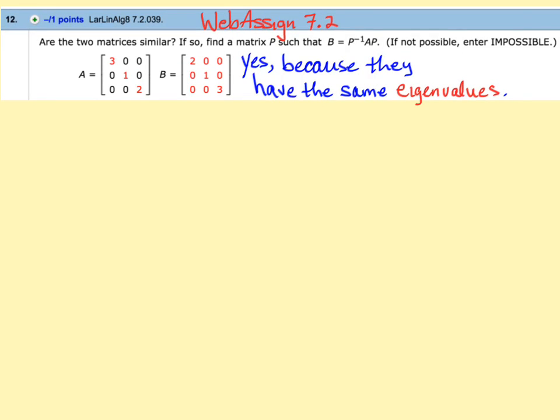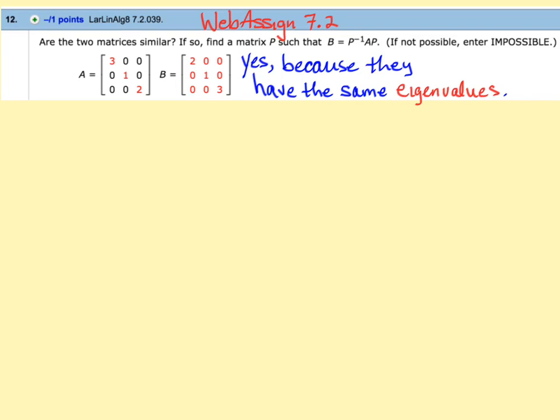Hi, Dr. G here. I'm going to try to walk you through a homework problem that I did not explain correctly on Wednesday in class. So this is assignment 7.2. This was on diagonalization, and this was problem number 12.